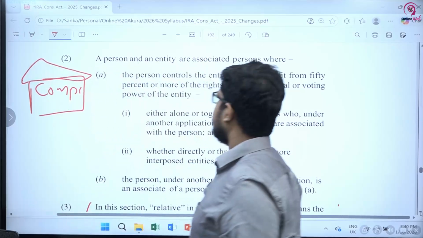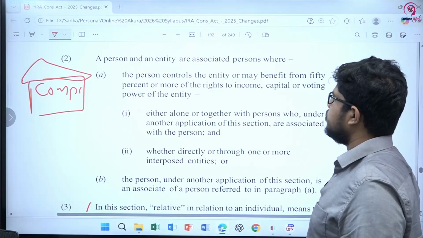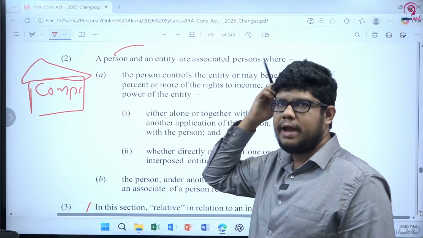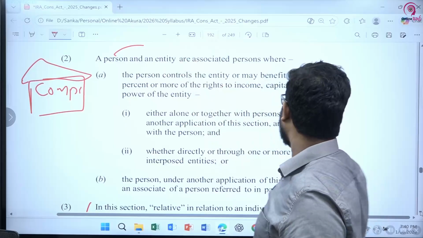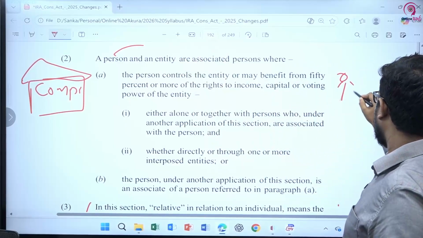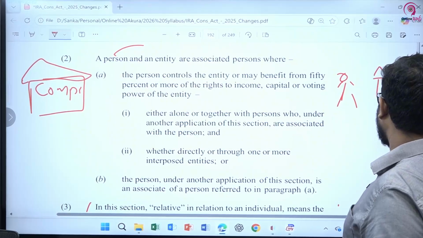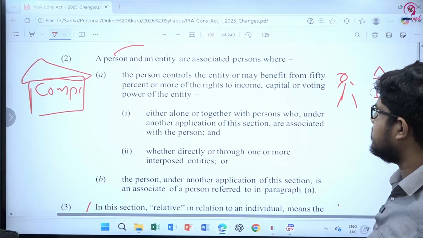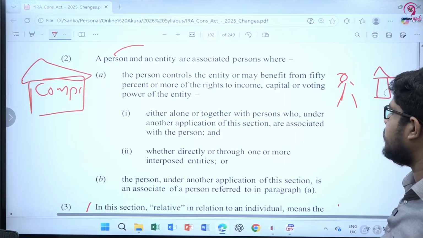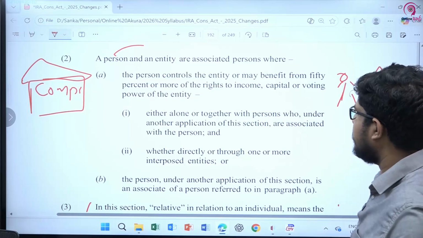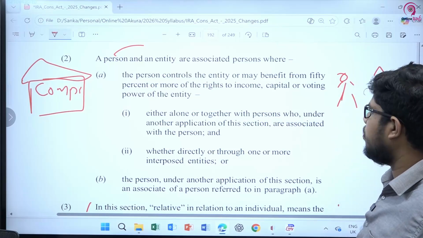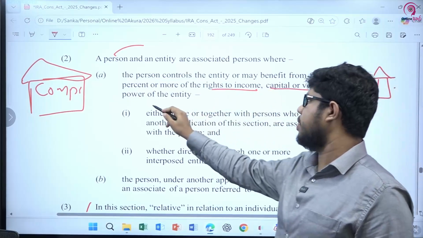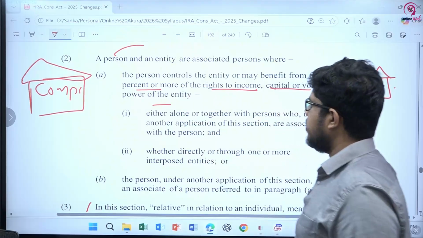Now company. Person and entity are associate person. Let's say another person, maybe a company or maybe an individual, right? Another next person also may be an individual or maybe another company, whatever person under each type of person. The persons control the entity or may benefit from 50% or more of the right to income, capital or voting power of the entity, right? Right to income, capital or voting power, 50% or more, right?